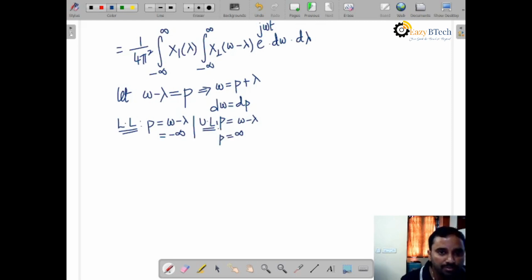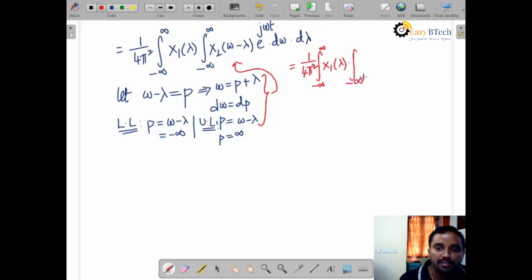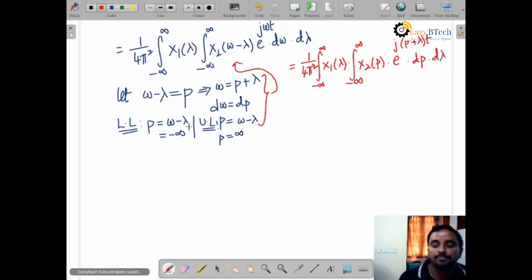So all these we are going to substitute in the above integral. Then we have 1 by 4 pi square integral minus infinity to plus infinity x1 of lambda, again integral minus infinity to plus infinity, lower and upper limits same, x2 of p e to the power j(p plus lambda)t, because omega is equal to p plus lambda, and d omega is dp, d omega is dp, right? d lambda.